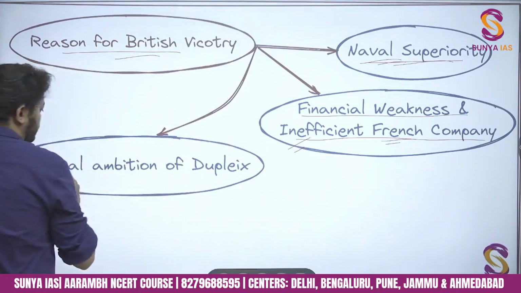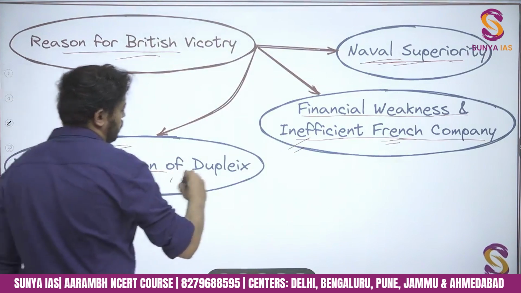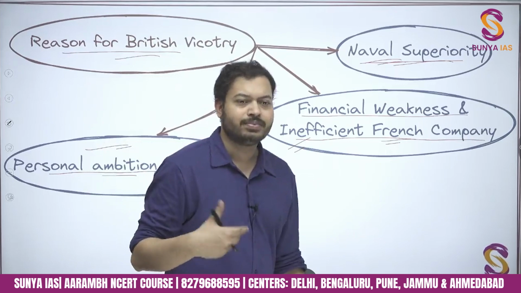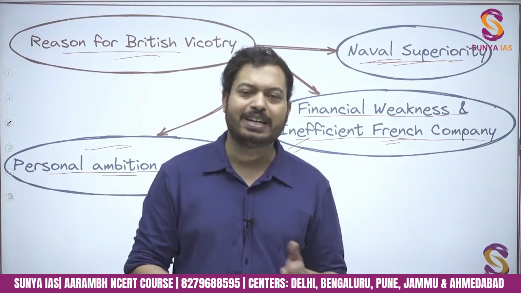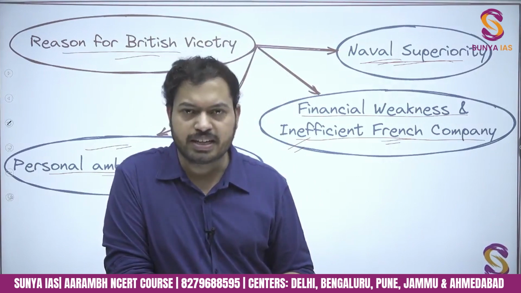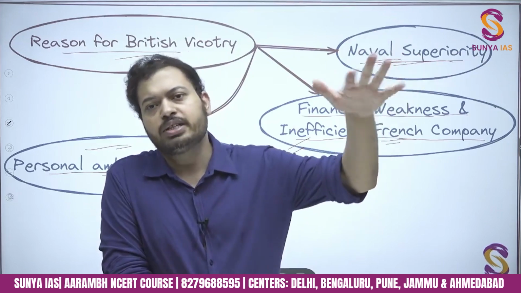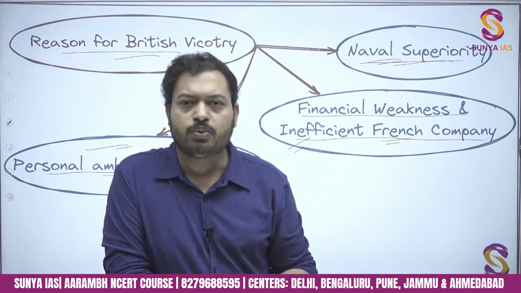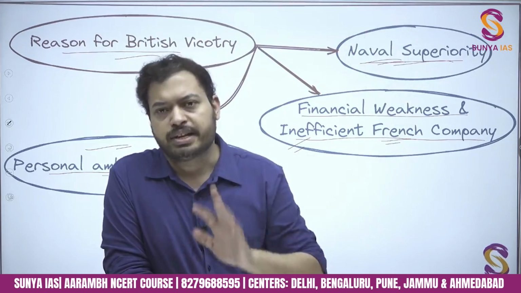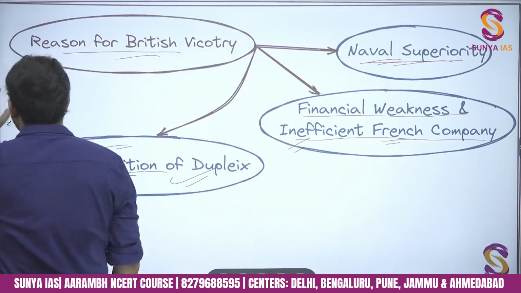Then the personal ambition of Dupleix also played a very important role. Okay, so these are some of the reasons for the British victory, because Dupleix was someone who sometimes, just to boost his own credentials, was ready to take steps, even though in the long term those steps were going to hamper the overall development of the French East India Company. Okay, so these points you can mention. Let's move forward.